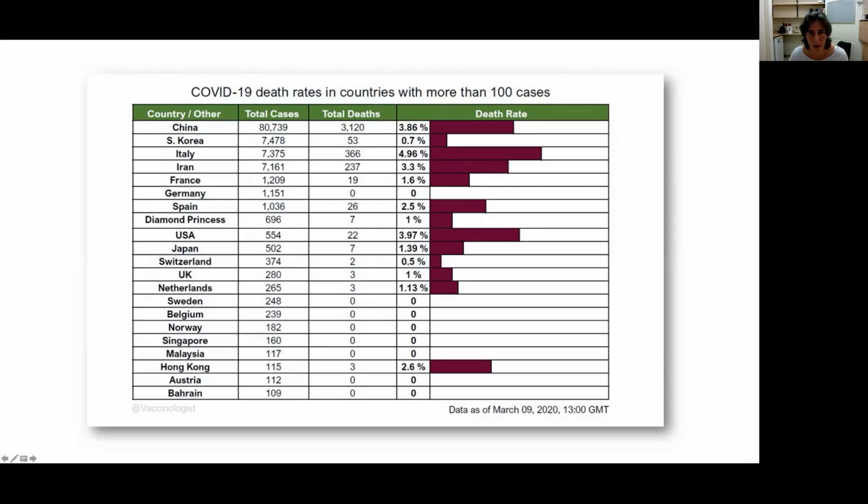So I'll continue. Okay, so I'll repeat this slide because I understand you didn't see the screen. So what I said is that case fatality rates are different between the different countries.